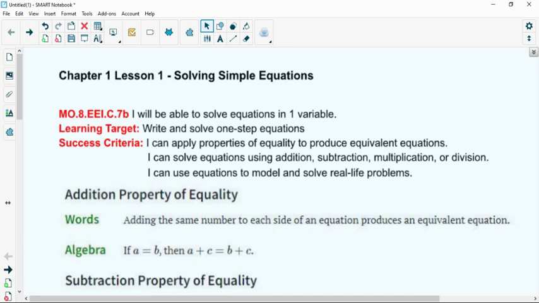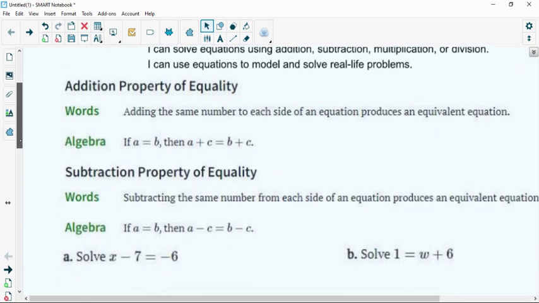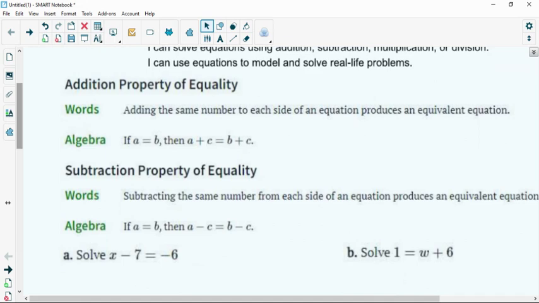The main success criteria we're going to focus on is: I can apply properties of equality to produce equivalent equations, and I can solve equations using addition, subtraction, multiplication, or division. Now, for us to meet those criteria, there are 4 properties that you're going to need to know.